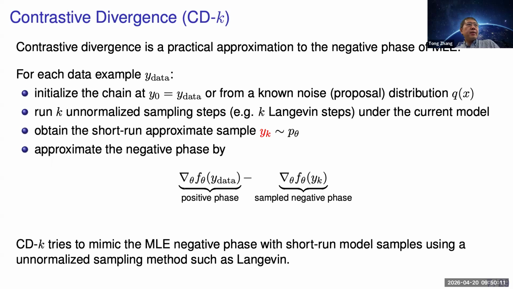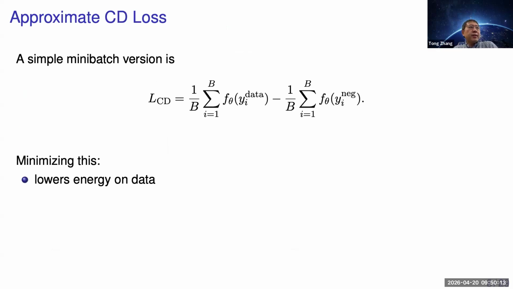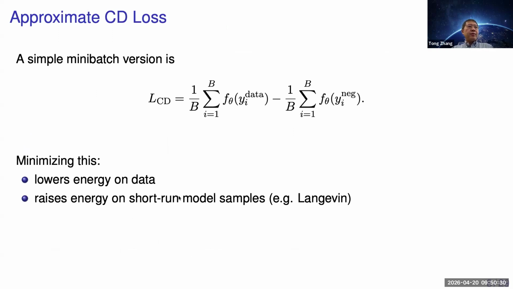Now let's see the implementation. I mean, implementation is pretty straightforward. You have a CD loss, right? And you have a mini batch. You have a negative. You're just starting from this proposal, you're starting to draw. Lower the energy on data, raise the energy of these samples, right?